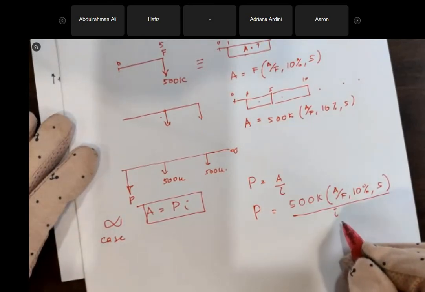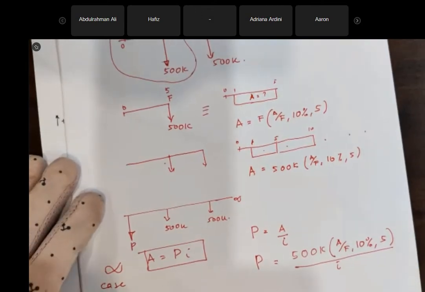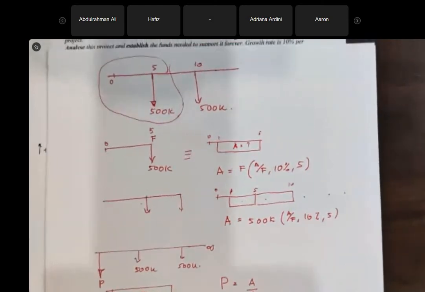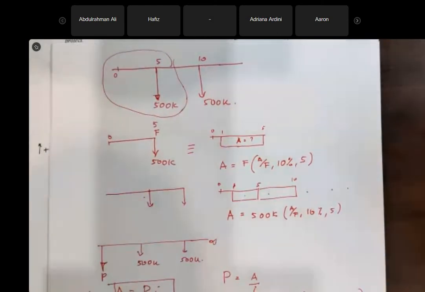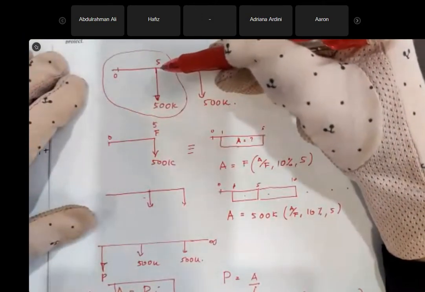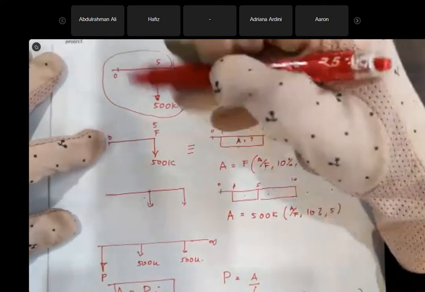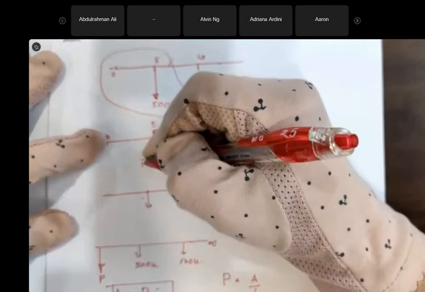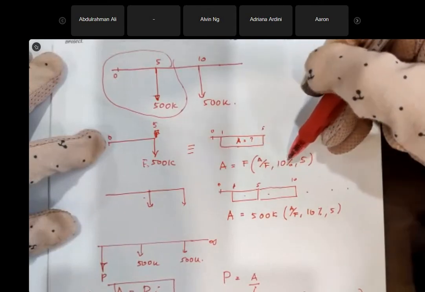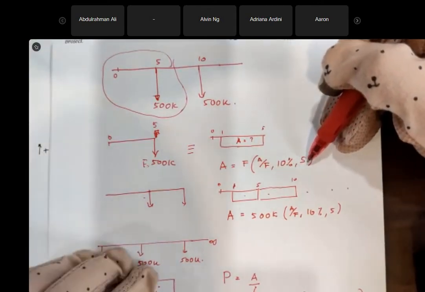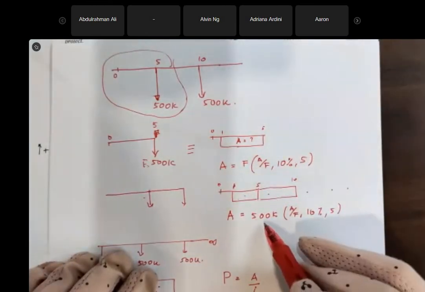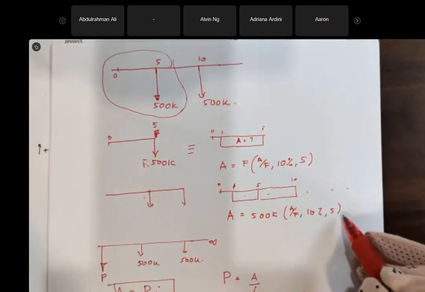So ini boleh faham tak? Can you understand this part? Faham tak? Boleh tak? From this one, we just take a part, sebahagian dia. So this one, A 0 and then F lah. Become F, so convert to A lah. So A equal to 500k, A over F 10% 5. And it is repetitive. 500k sebab ni A. A ni kan sama je kan. So A is 500k, A over F 10% 5.